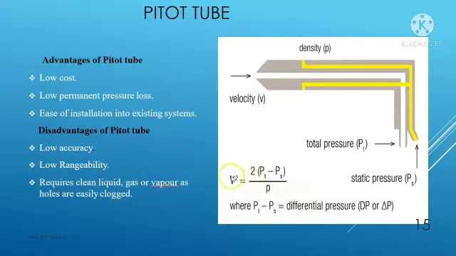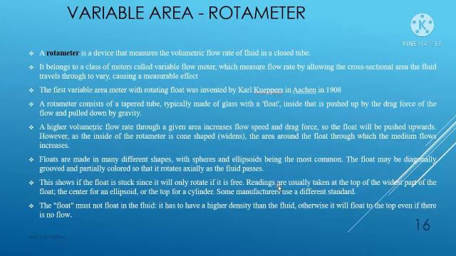V square, velocity, we can find out by using this formula: V square equals 2 into (Pt minus Ps) divided by rho. So by using this formula you can find out the velocity. So this is your PITOT tube. Now next, another important equipment that is known as a variable area rotameter.